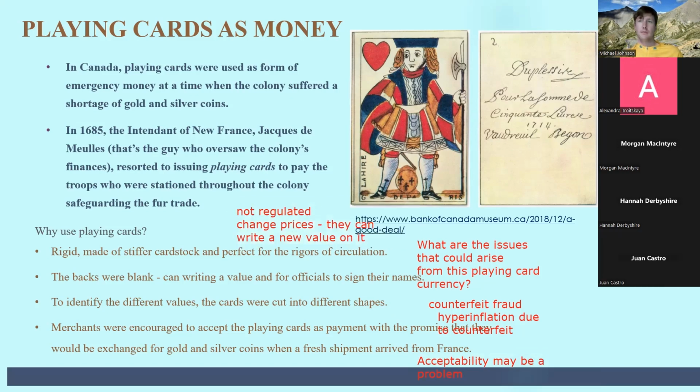Another thing I'm thinking of is, is it just any sort of playing card, or is there a specific one that was used? Could you use any sort of deck of cards that you had at home as money at the time? Good question. I believe it would be the 52 playing cards used for those types of card games.